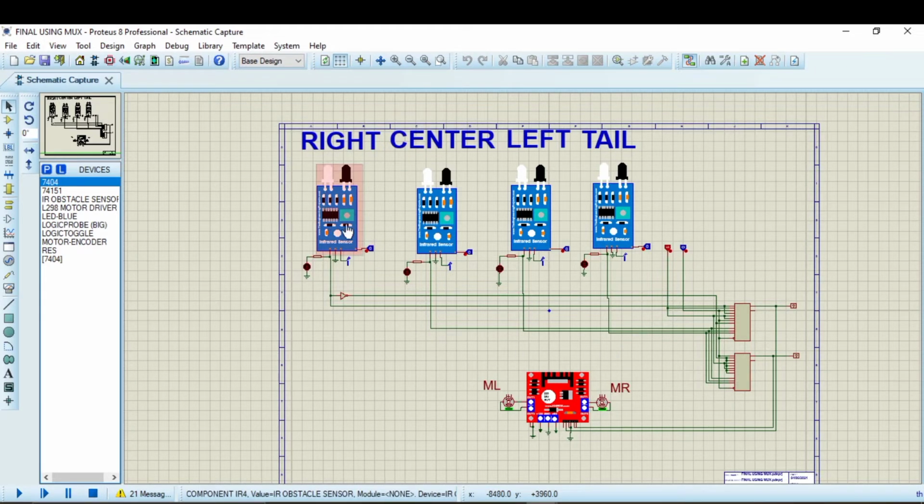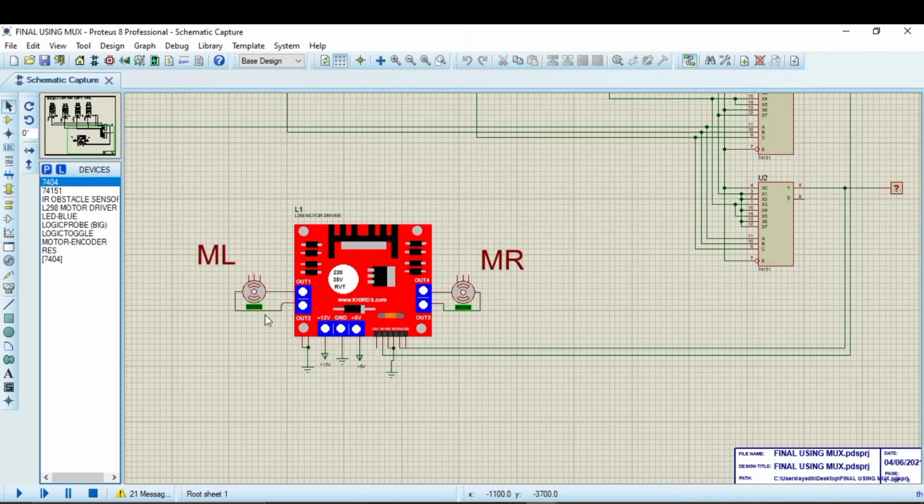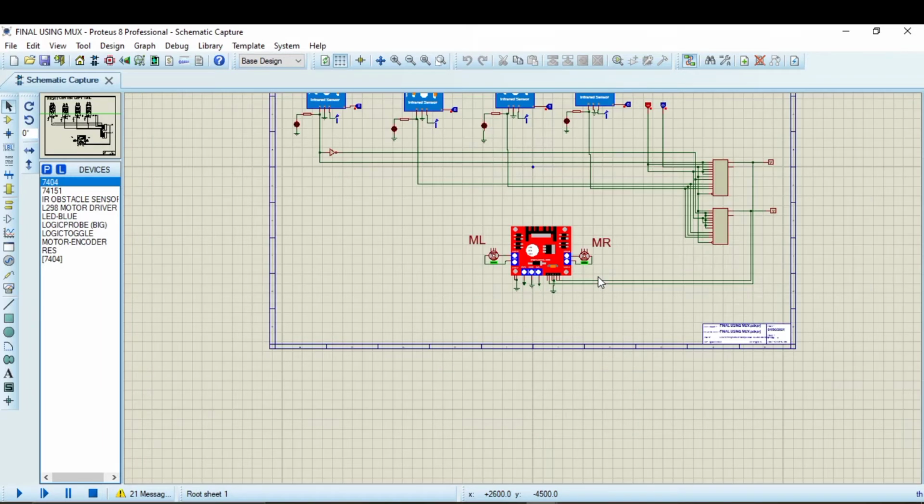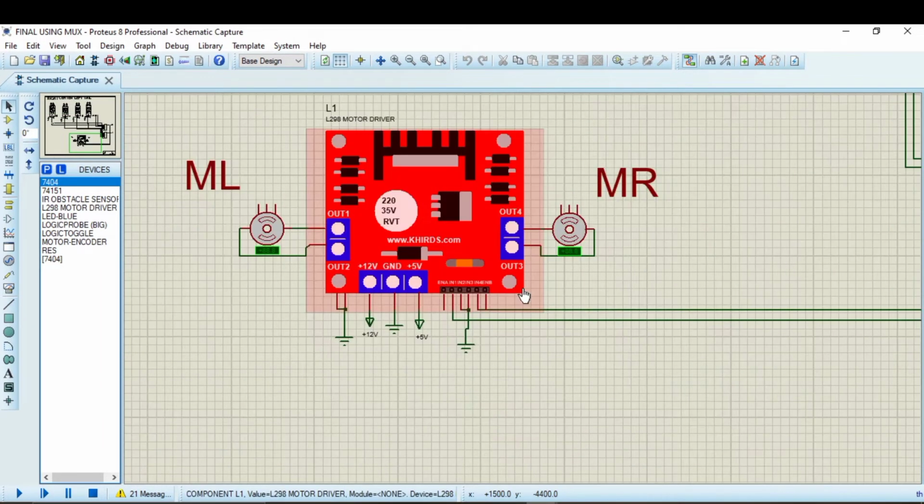Here you can see that this is the right sensor, left sensor, tail, and this is the center sensor. Here you can see the two motors that we have used with the motor driver, and this will be applied with positive 12 volt, and this is the 5 volt, and this will be grounded. This all will be grounded as well. These two inputs will be applied by the outputs of the two mux that we have used for the left and right motors as well.